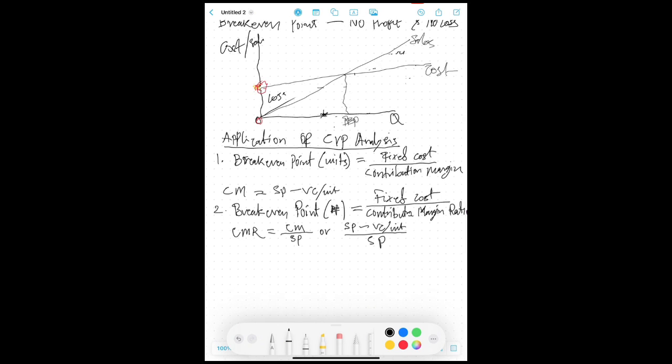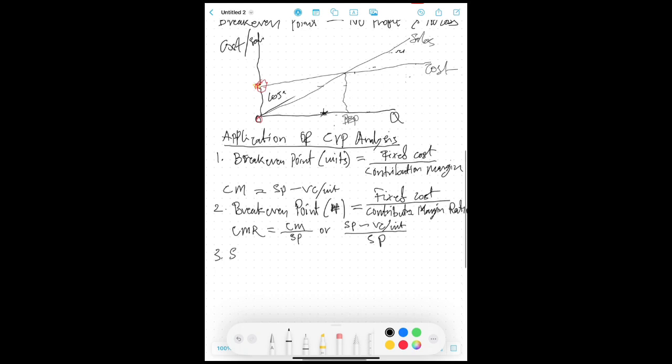Number 3, CVP analysis can be used to calculate sales in units required to achieve a target profit.